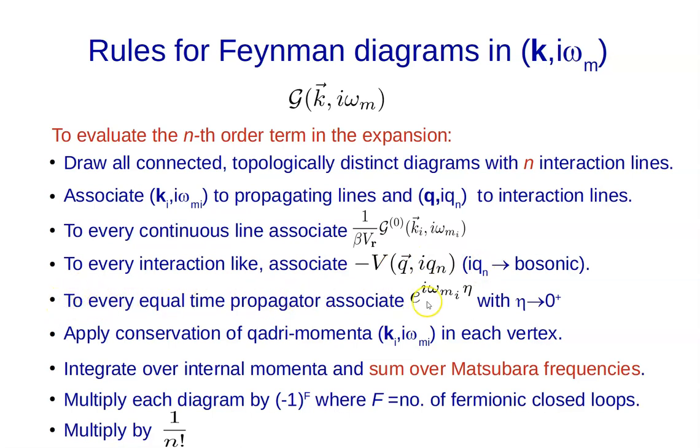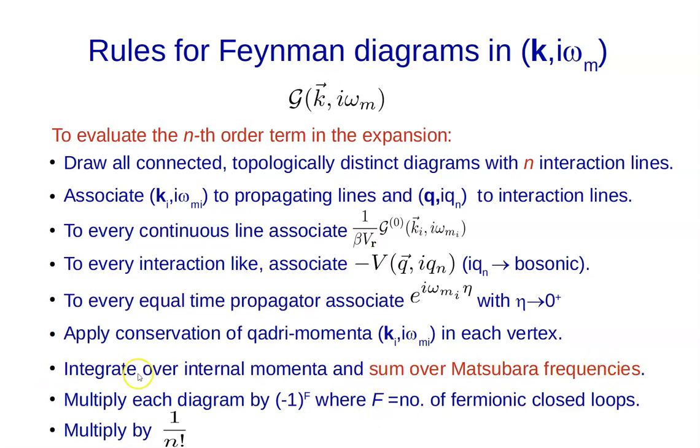And as I mentioned, to every equal time propagator, you associate this factor to account for the small retardation of the potential, so that your sums over Matsubara frequencies are well behaved. And you apply the conservation of both momentum and these frequencies at each vertex, and integrate over internal momenta and sum over the Matsubara frequencies. And this is an important point. I'm going to comment about this in a second. But again, you multiply each diagram by (-1)^f, where f is the number of fermionic closed loops, and you multiply by 1 over n factorial. So remember, these frequencies are now discrete variables, so you have to sum over them and not integrate over them. So how do we do these sums?